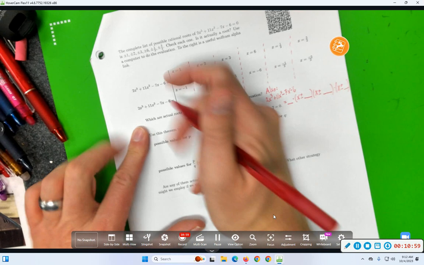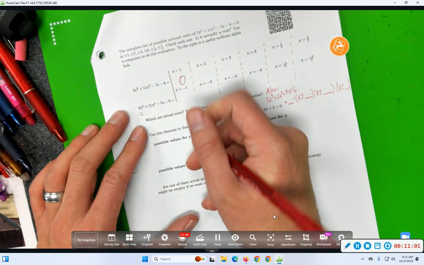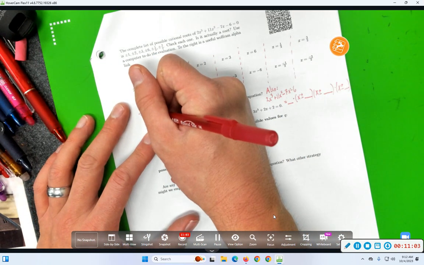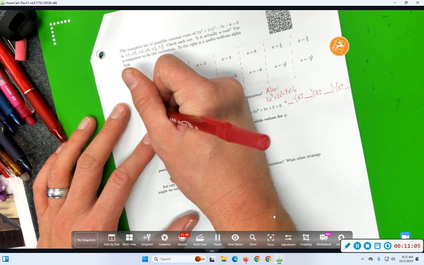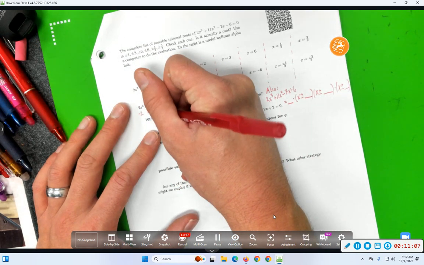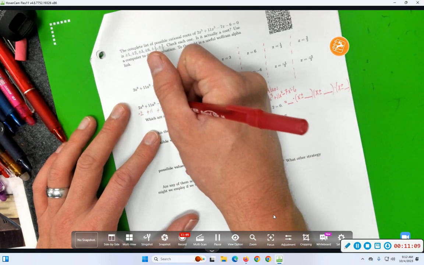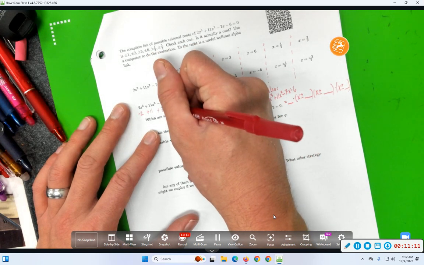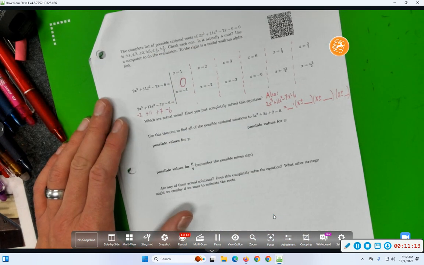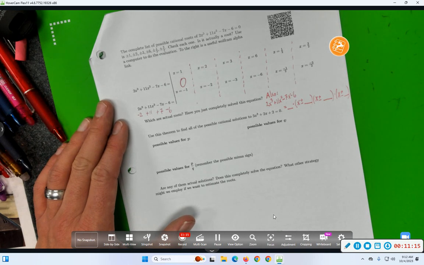Plug in negative 1. So that'll be negative 2, because negative 1 cubed is negative 1, plus 11 because of the squared, plus 7, because I plug in negative 1, minus 6. Does that look like it's equal to 0? No, I think it'll be positive, whatever it is.